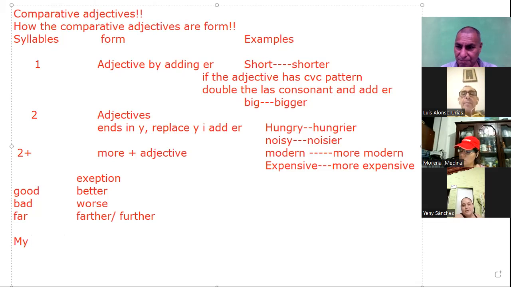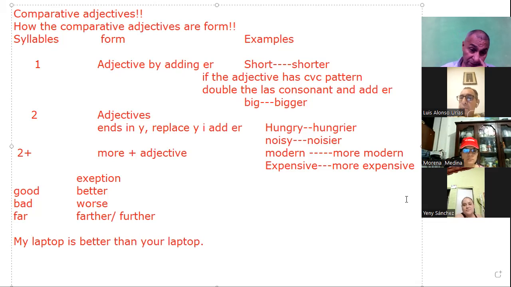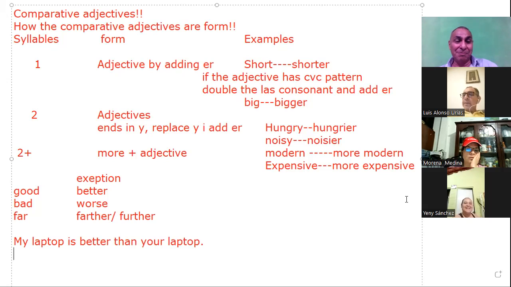My laptop is better than your laptop. Yes, very good. I don't like that sentence, but it's good. Porque mi laptop es mejor que la suya. Okay, I'm just kidding. La suya probablemente es 10 veces mejor que la mía. My laptop is better than your laptop. Very good. Excellent. Okay, Morena, can you please give me another example of the word either bad or far?